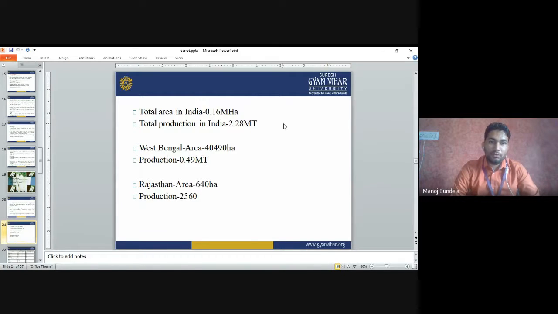In West Bengal, the area is 40,490 hectares and production is 0.49 million metric tons. In Rajasthan, total area is 640 hectares and production is 2,050 metric tons. So this is the total data.